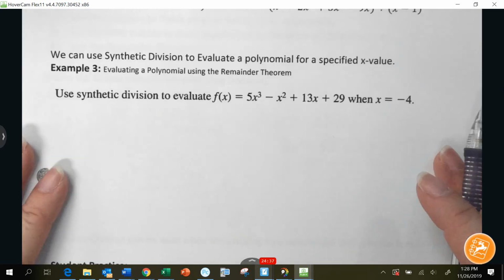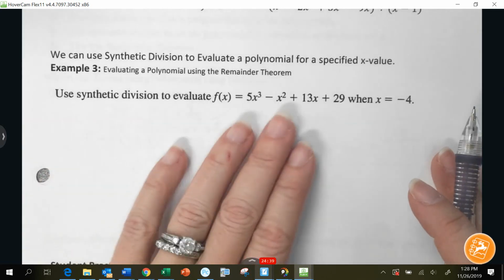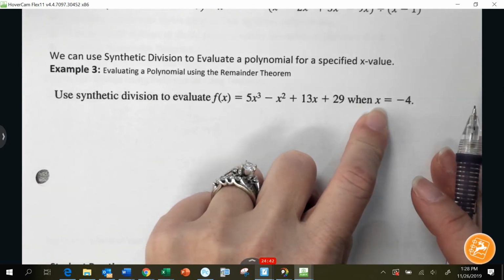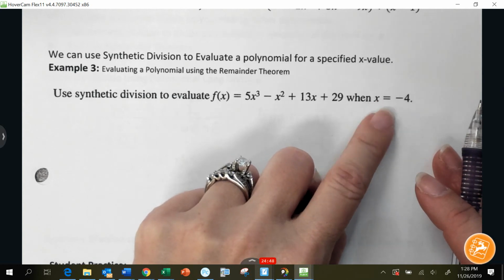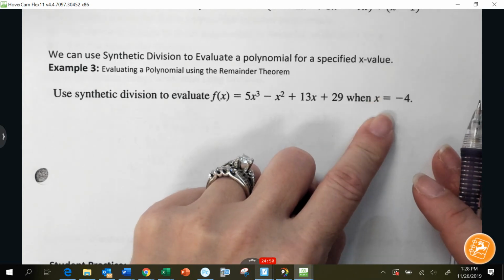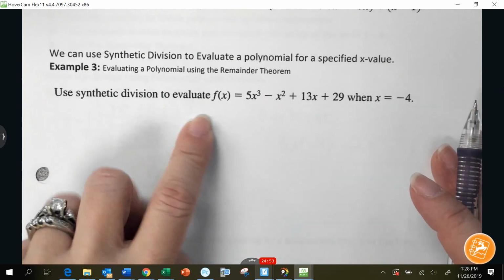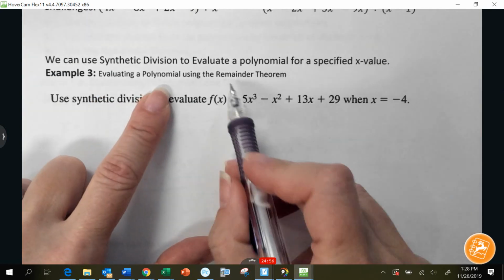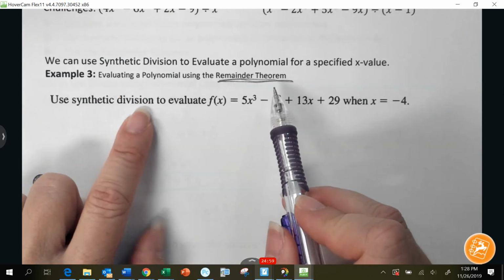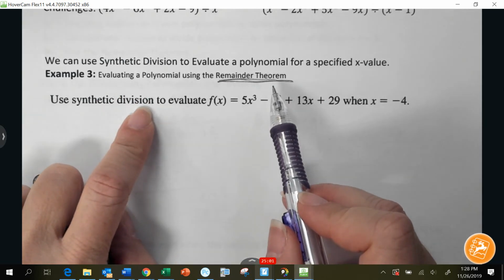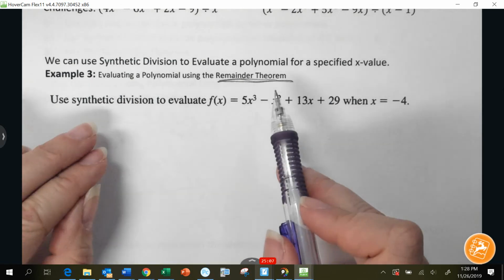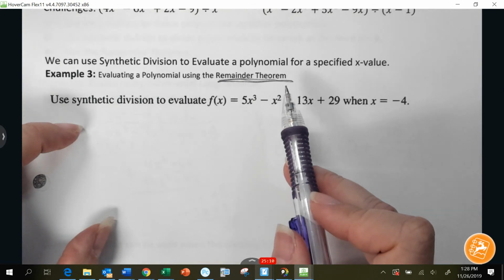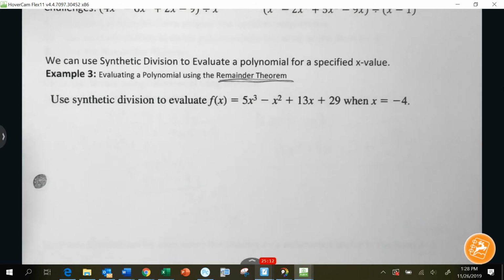This is evaluating a polynomial for a given x value, but we're going to do it a different method. When you do this on a quiz or a test, it will say use synthetic division to evaluate, or it'll say use the remainder theorem. That means you are going to do it a specific way. We'll go back to that later. I have to finish this first.